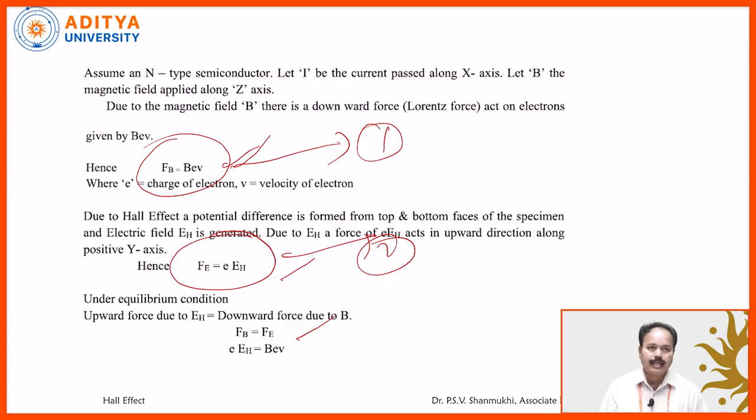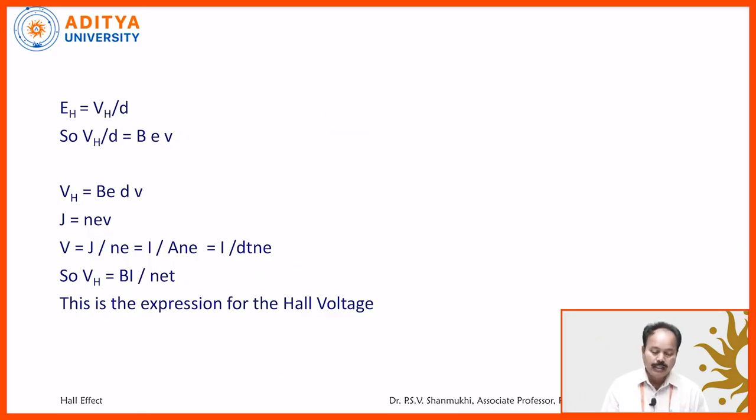Therefore we can write this as BeV is equal to E into EH, where EH is the electric field. This is just like a parallel plate capacitor, where E is equal to VH by D, we know that, and this D is nothing but W, no problem. So EH is equal to VH by D we can write. Therefore, what is VH? VH by D is equal to BeV.